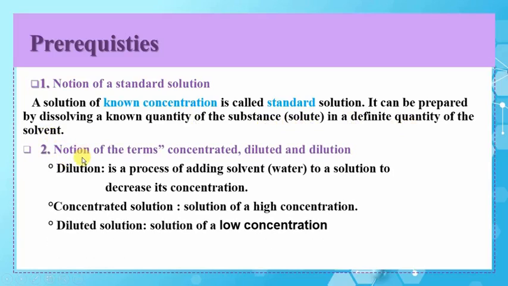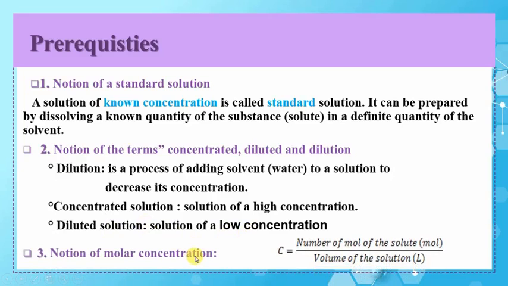Second, you have to make a revision about three important terms. Dilution is a process of adding solvent, water, to a solution to decrease its concentration. Concentrated solution: a solution of a high concentration. Diluted solution: a solution of a low concentration. Third notion is the molar concentration C, which is equal to the number of moles of the solute over the volume of the solution.